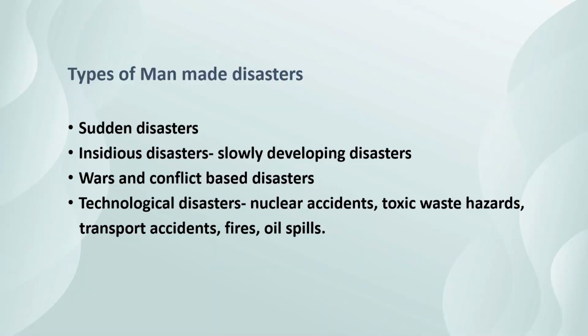Now, let us see what are the types of man-made disasters. The first one is sudden disasters. The second one is insidious disasters, that happen slowly, the slow developing disasters. Then the war and conflict based disasters, technological disasters, nuclear accidents, toxic waste hazards, transport accidents, fires, and oil spills.